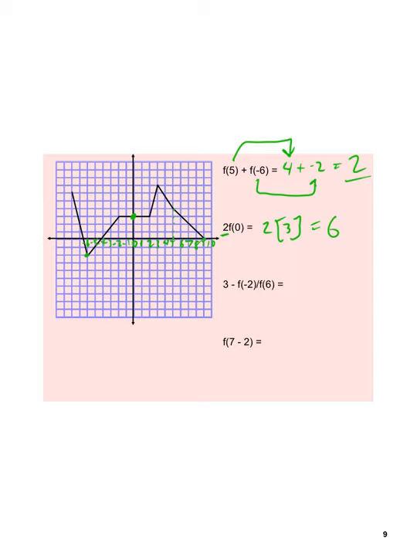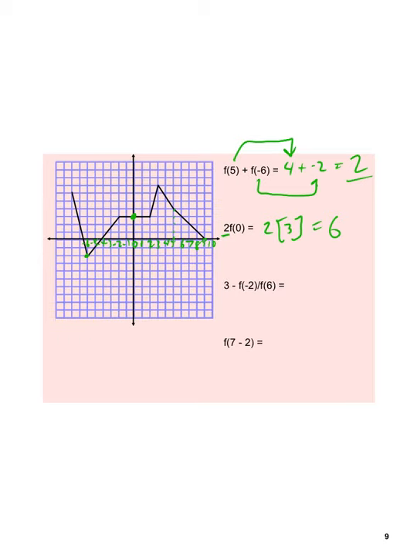All right, so this next one is 3 minus, and then order of operations is going to have us do this division first. So let's see what we've got here. I'll change colors. So we know we've got 3 minus. Let's figure out what that division is going to be. F of negative 2 is right here, and that's a 3. F of 6 is right here, and that's also a 3. So 3 over 3 is 1. So this is really just 3 minus 1 for a final answer of 2.